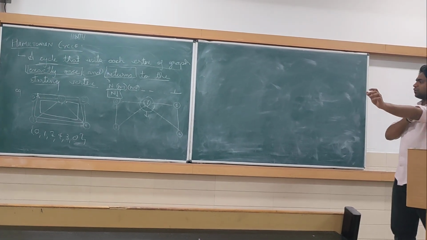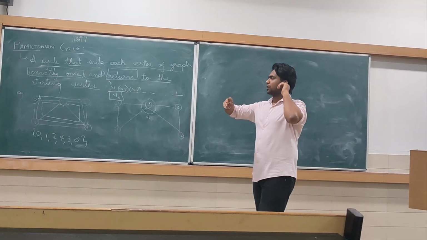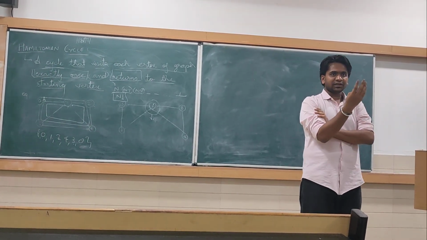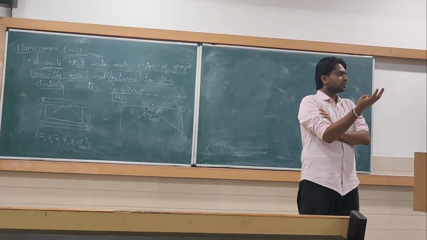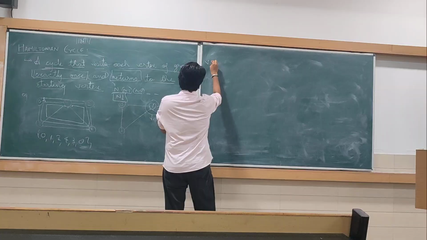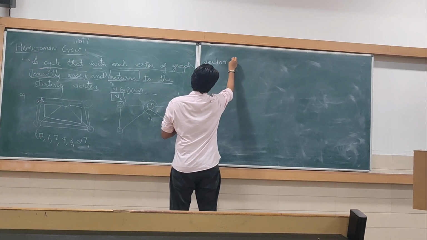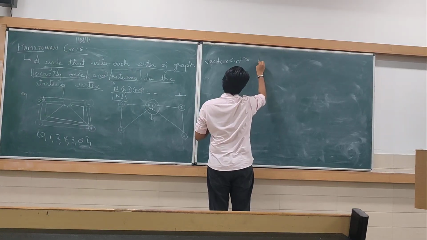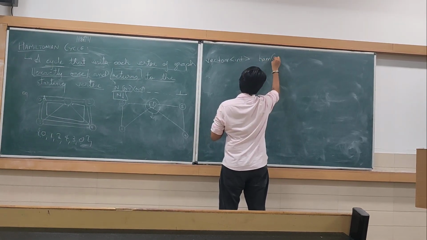Okay, so firstly, what should my function return? A path, a cycle, right? A path. How would you represent it? Vector of int, right? Vector of int. Let's say the name of the function is Hamiltonian cycle.